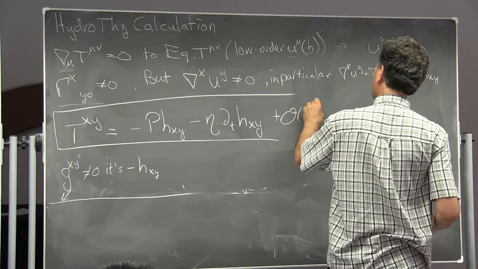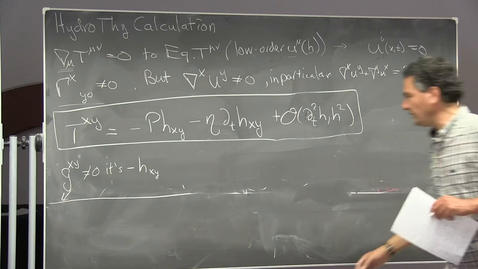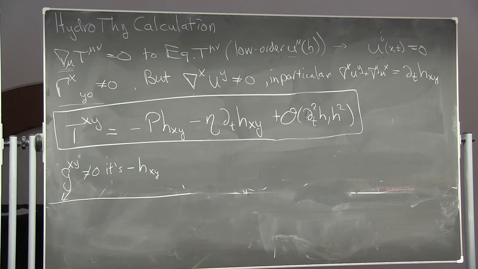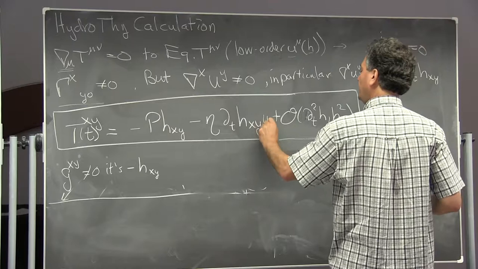Plus terms which involve either two time derivatives or two powers of h. Okay? And I could find those terms by working harder, but I won't, because I'm fundamentally lazy. Because you don't learn anything new from it for the current discussion. Okay? So that's a hydro calculation. And this is to be evaluated at some time t, which is when this h is living.